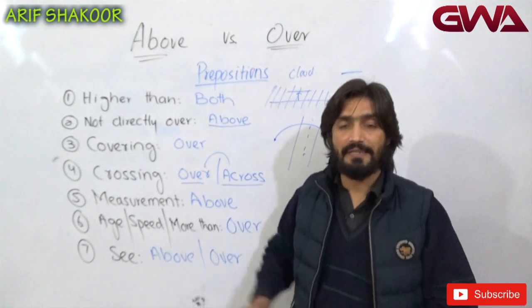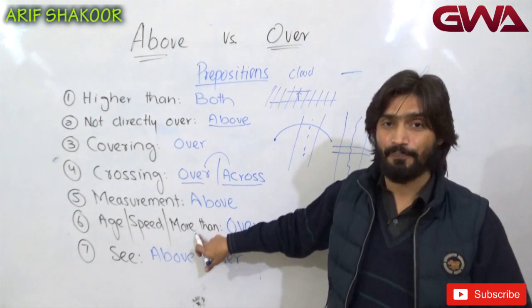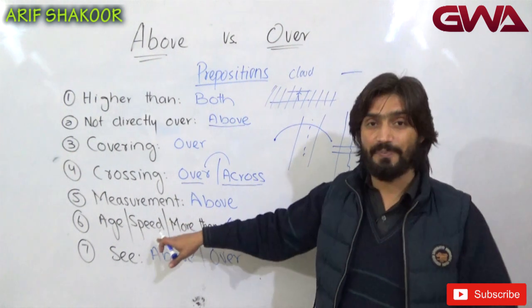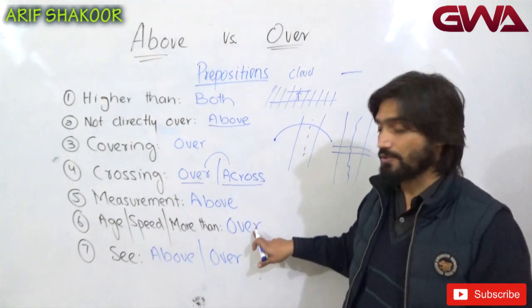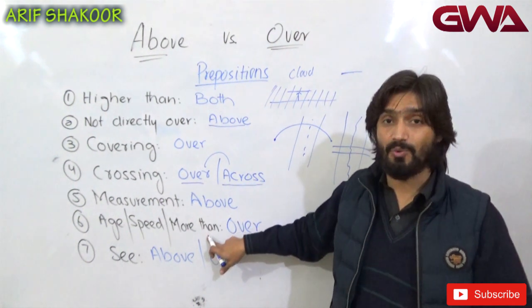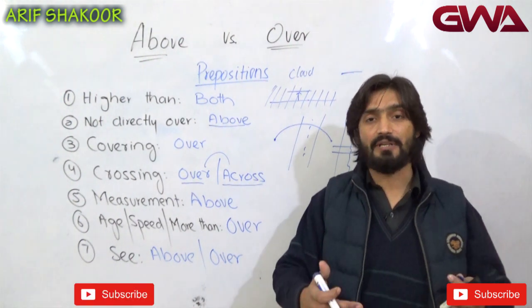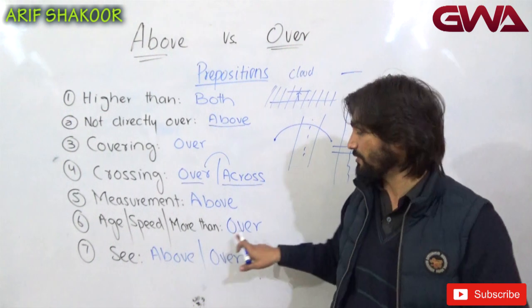The 6th point is age, speed, or quantity. When you talk about age, you should use over. When you talk about speed limits on the motorway or on the road, you should use over. When you talk about quantity, when you mean more than that, for example, this class has more students than that class, in this case, we should use over.